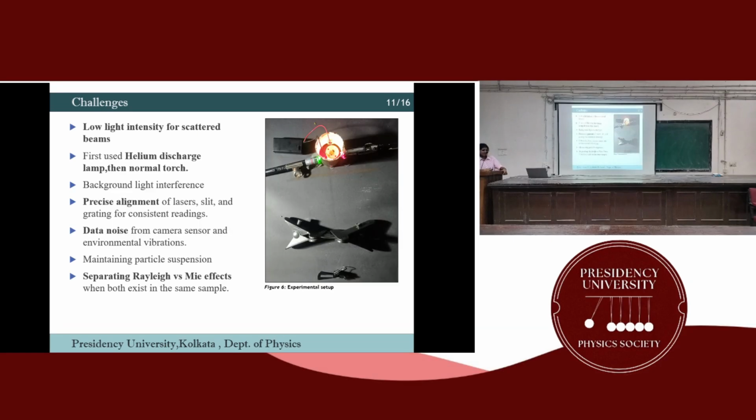And then there were some challenges during the experiment, as there was low light intensity for the scattered beam. Firstly I used a helium discharge lamp, but the intensity was so low, and then I used a normal torch. I did this experiment in a darkroom setup, but a little bit of light interference was there. This might be a challenge for sure. And this was done on a normal blackboard, so precise alignment was an issue, and there was also data noise from the camera sensor.